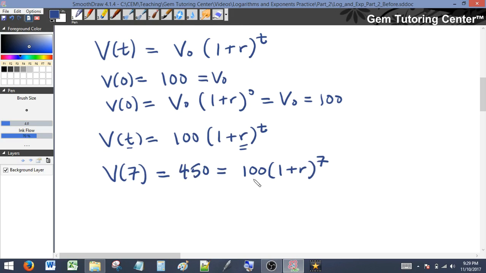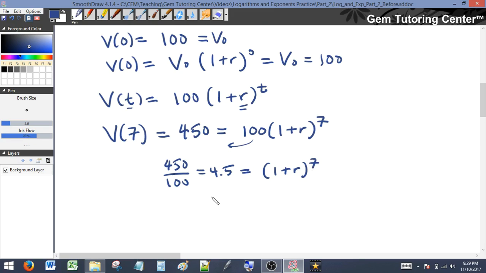So what we're going to do is divide this 100 to the other side. We get 450 over 100, which is equal to 4.5, which equals 1 plus r to the 7th. Now we have this equation. We're going to raise both sides to the exponent of 1/7. So 4.5 to the 1/7 equals 1 plus r to the 7th, all to the 1/7.